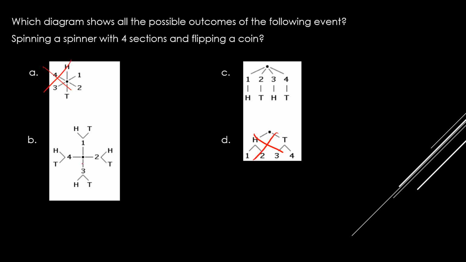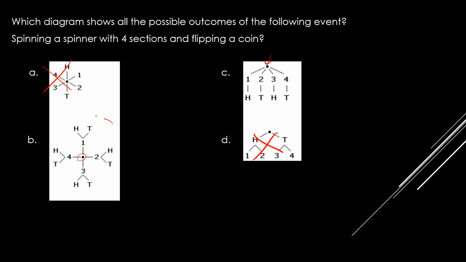Okay, so C and B are still in because I can roll a 1, 2, 3, or 4 from my starting point, which is right here. And on this one, my starting point is in the center and I'm branching outward. So I could spin 1, 2, 3, or 4. Then the next thing I'm doing is flipping a coin.